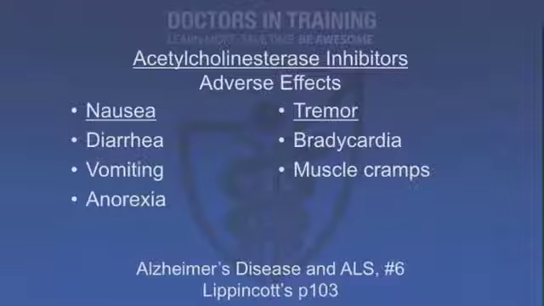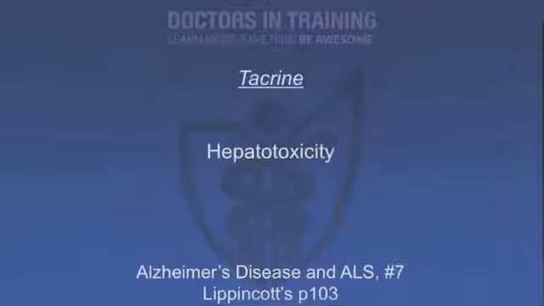These drugs can also cause tremor, they can cause bradycardia, they can cause muscle cramps, and tacrine is associated with hepatotoxicity, so it's not widely used anymore. The other three are still widely used and are generally considered first-line drugs for the treatment of Alzheimer's disease.